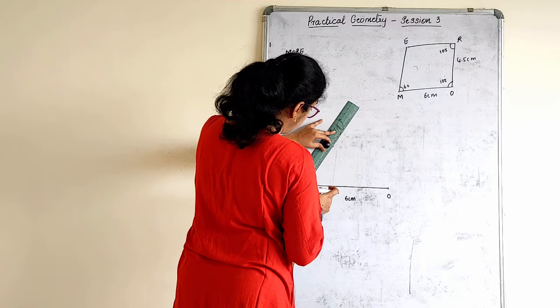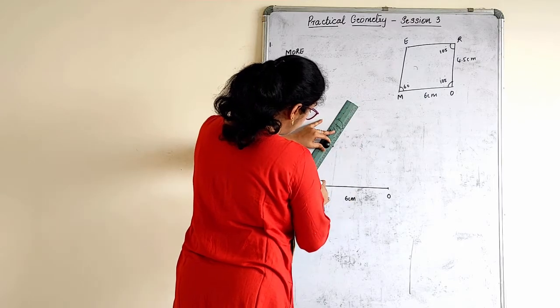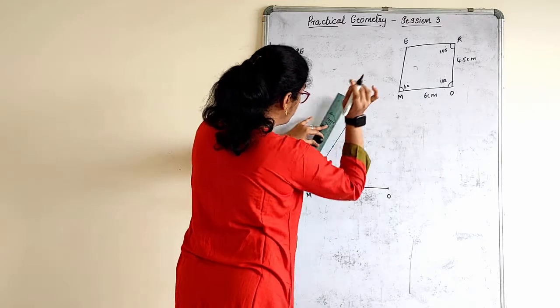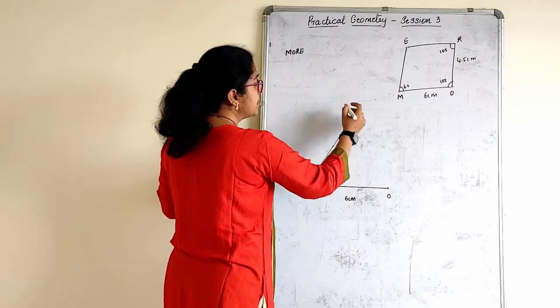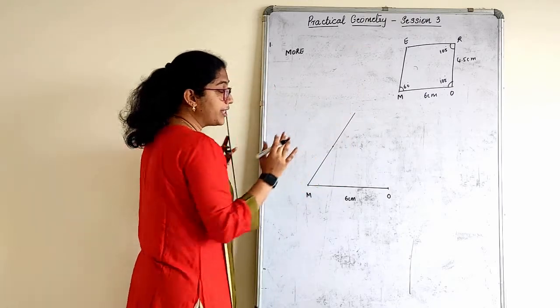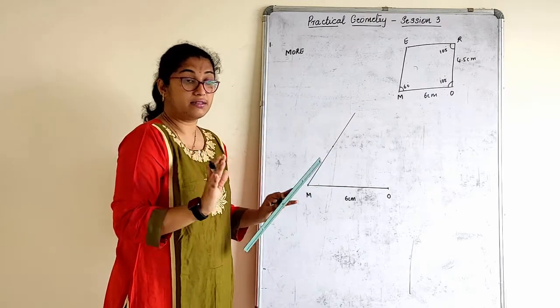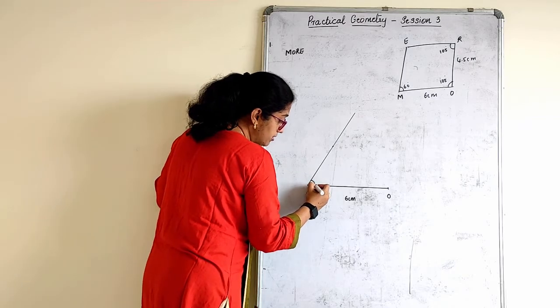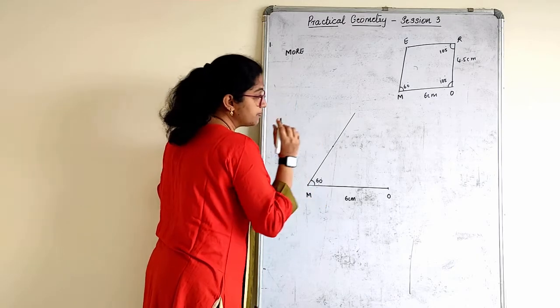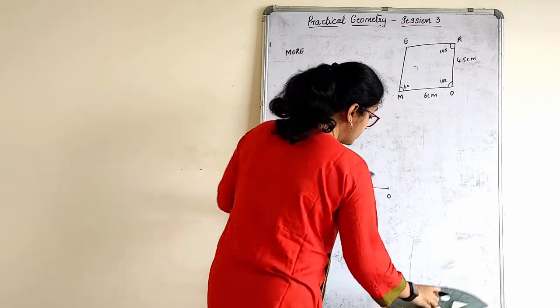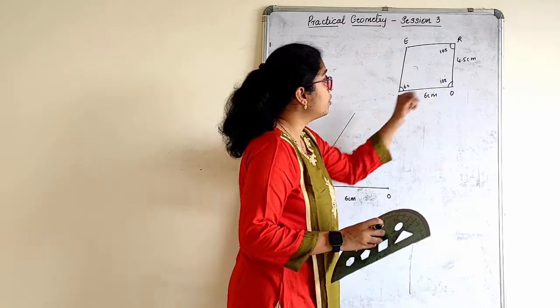Just draw a line, children. You do not tell how far the line extends. Just draw a line. That line is nothing but ME. But where is that point E? We don't know. Keep it as it is. Right? Mark this for 60 degree as given. Next, what is the other angle marked for?